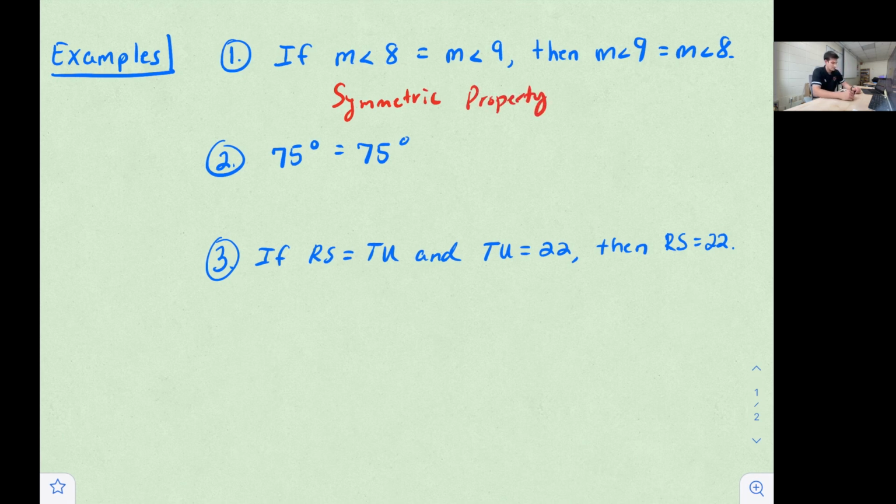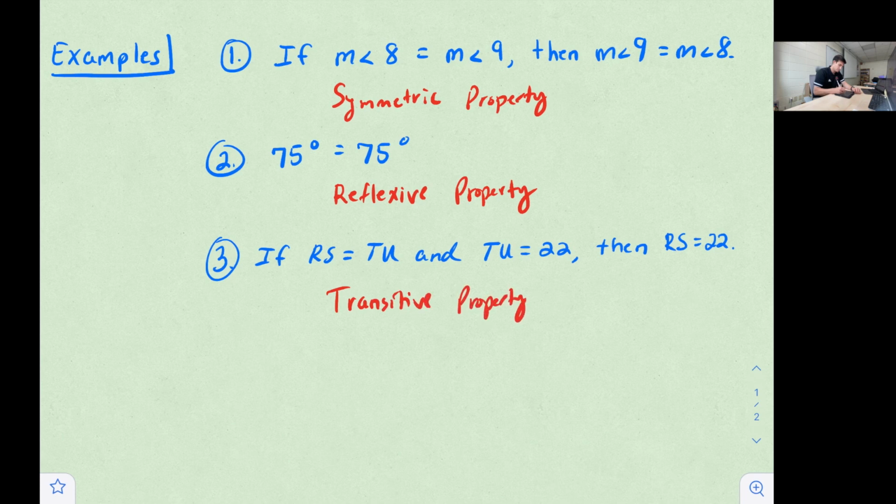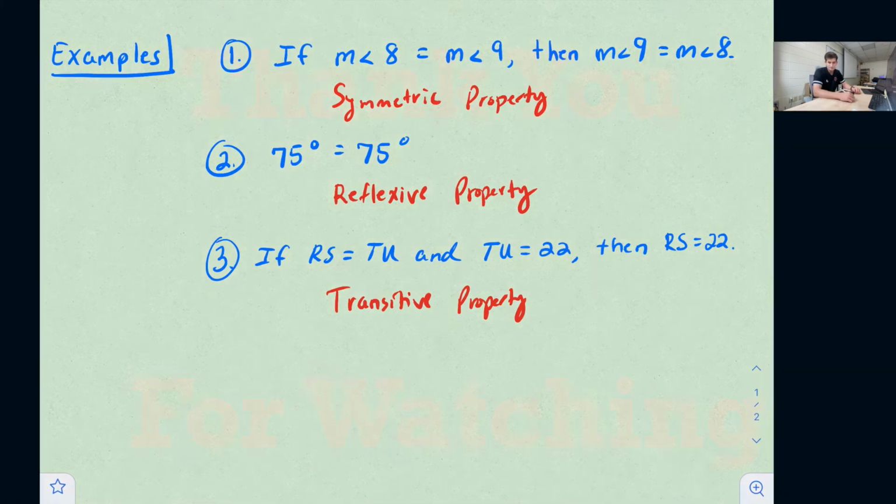All right. And number 2, 75 degrees equals 75 degrees. So something is equal to itself. That's our reflexive property. And number 3, if RS is equal to TU and TU equals 22, then RS is equal to 22. So you kind of see how we have three parts there, right? And so that will be our transitive property. And those are three properties of equality: symmetric, reflexive, and transitive.